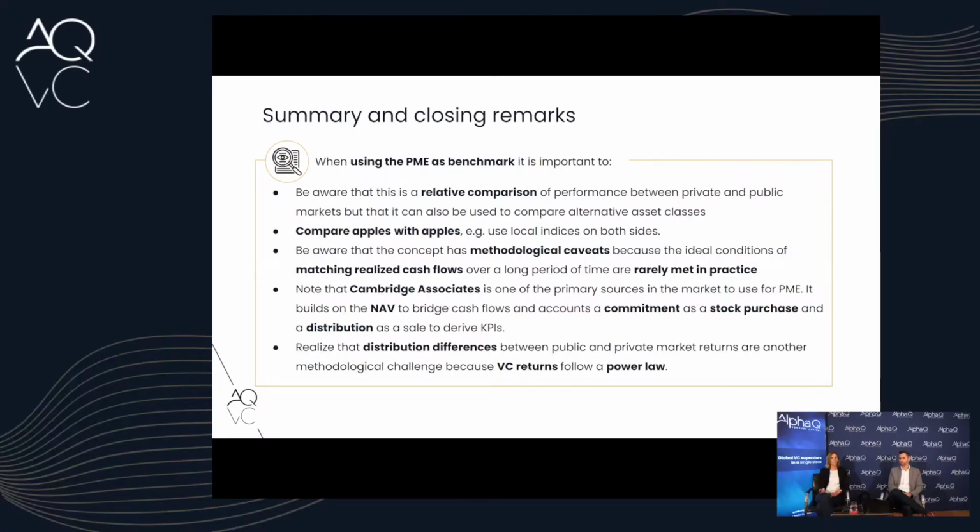One of the leading providers here is Cambridge Associates. So I really encourage you to have a look at their website to understand this metric better, which basically assumes that when there is a commitment, it reflects a stock purchase. And if there's a distribution, it's the same. But please always keep in mind that distributions are different between public and private markets, which also hinders comparison if you want to do it statistically correctly, because venture follows a power law, which again puts emphasis on picking the right manager.